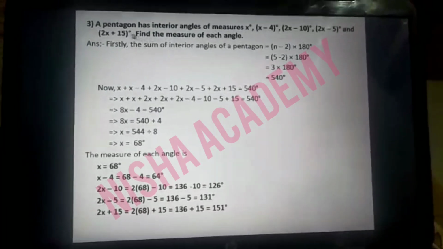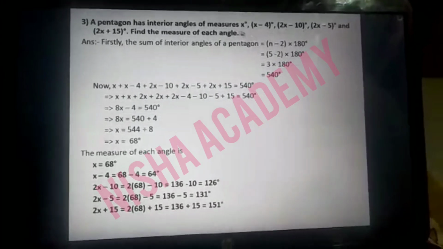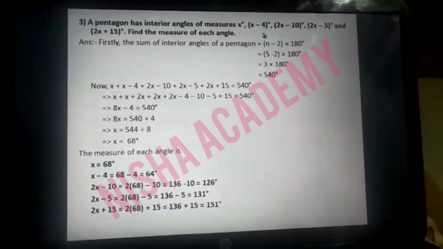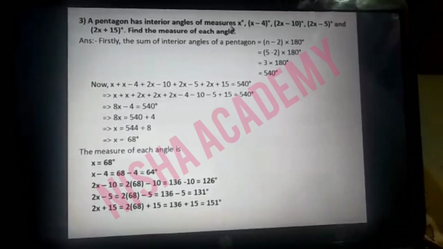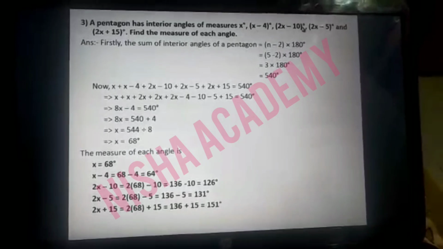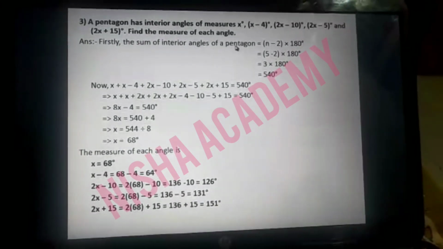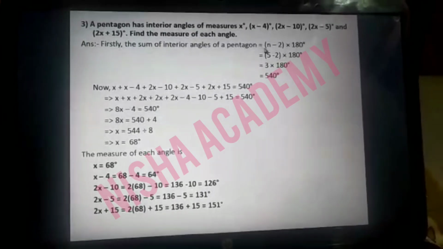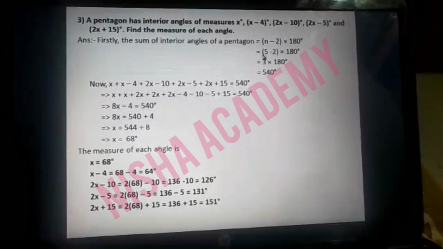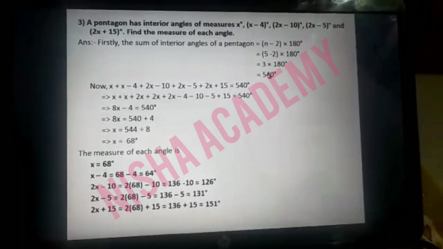Last sum, a pentagon has interior angles measuring as follows. You have been given measures of the interior angles of a pentagon. See, although you have been given interior angles, there is x, so you will have to find the value of each. Firstly, you have to find the sum of interior angles of the pentagon. What was the formula? n minus 2 into 180 degrees. So 5 minus 2 into 180, that is 3 into 180, 540.